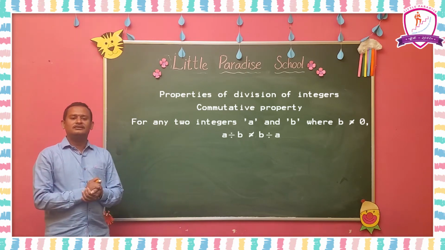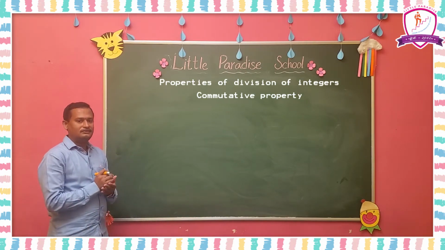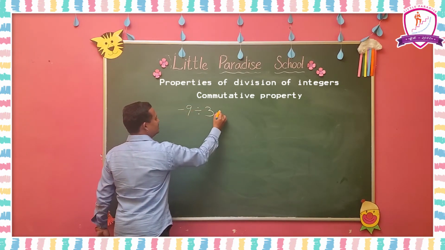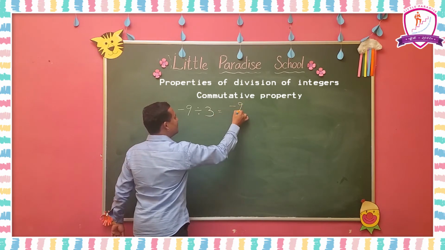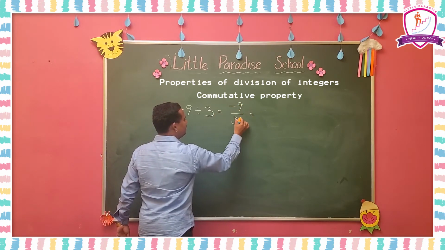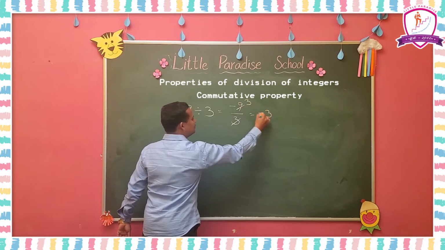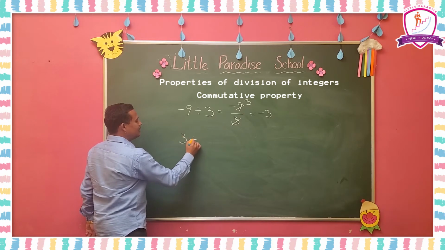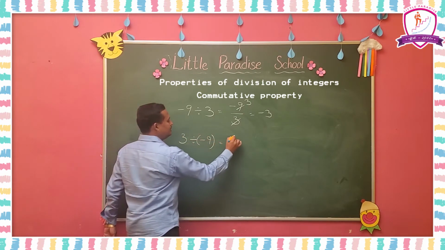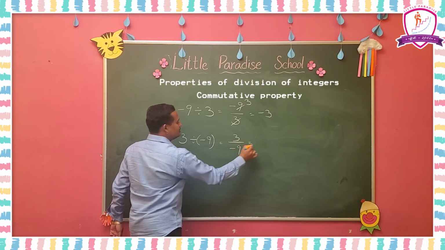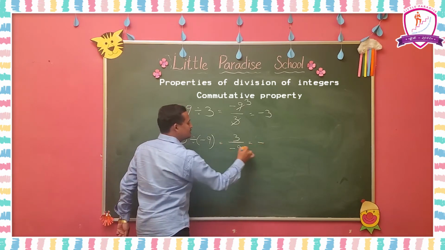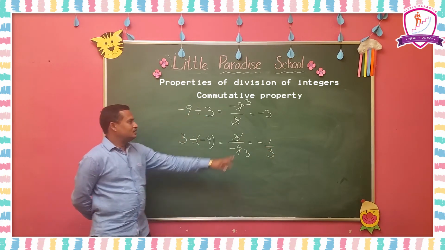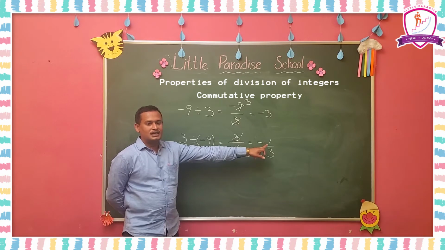Observe the following division facts. I am going to write here: minus 9 divided by 3. Minus 9 divided by 3 means minus 9 by 3. Here it will cancel 3 times, and we get minus 3. Again I am going to change here: 3 divided by minus 9, that is 3 by minus 9. Plus by minus means we get minus, 1 time, and here 3 times, so we get minus 1 by 3. So the answers are minus 3 and minus 1 by 3.